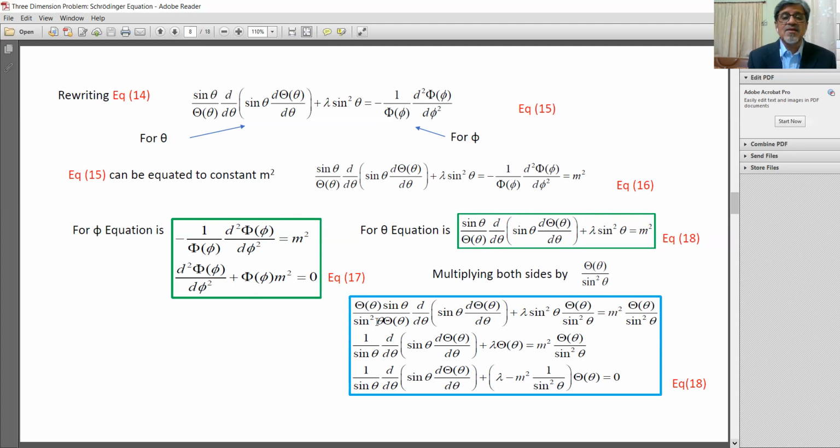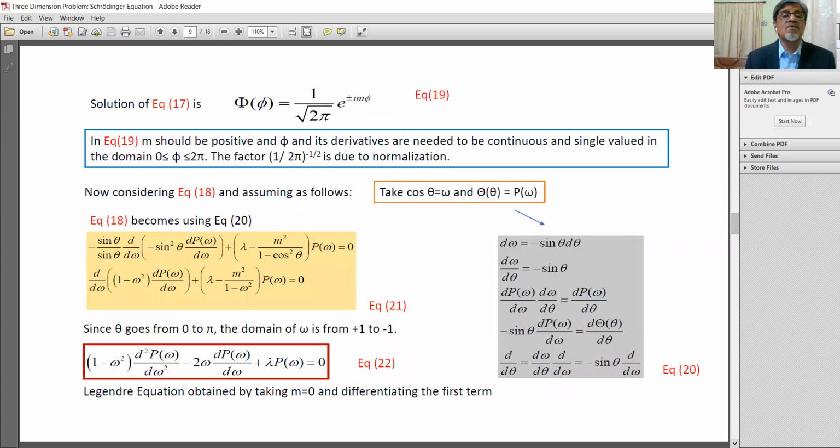So 1 by sine theta again cancels out. In the denominator sine theta, and this theta function theta is cancelled with theta function theta. So d by d theta, and in the bracket the differentiation quantity remains as it is. And here it is again lambda theta function theta equal to m square theta function theta divided by sine square theta. Just rearranging that, the right hand side part comes to the left hand side, and both have the theta function, so we take it out as common. So this is equation number 18, and that equation is for theta only.